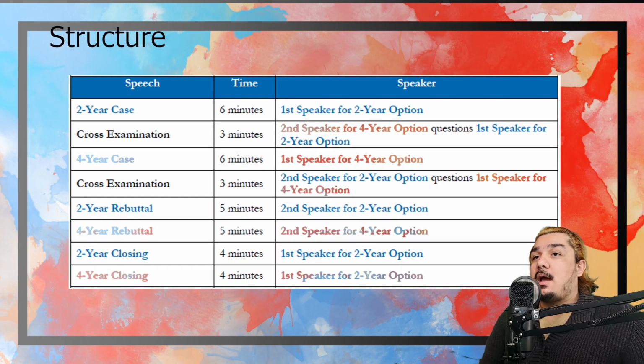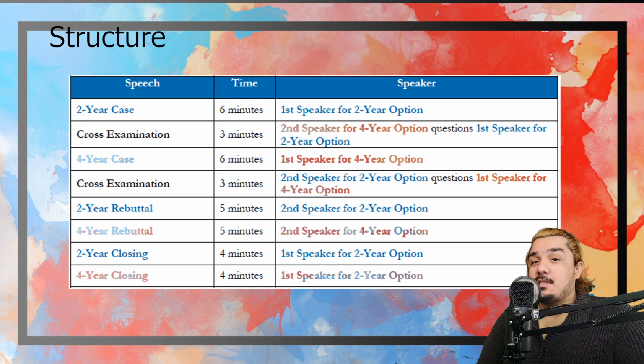This is how the speeches will break down. This will be a 2 versus 2 debate style, and there are 6 speeches with 2 cross-examination periods. For this format, cross-examination counts as a speech, so tag team will not be permitted. Opening statements are 6 minutes long, cross-examination is 3 minutes, rebuttals are 5 minutes, and closing speeches are 4 minutes.